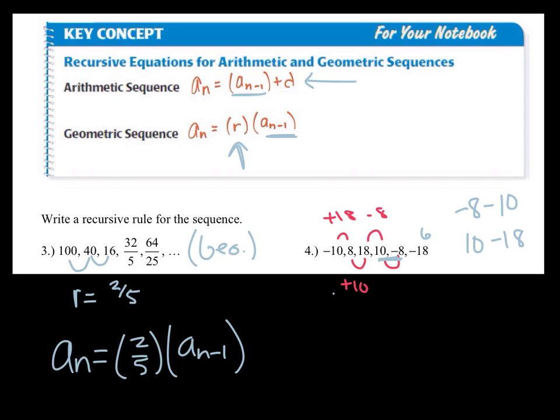So to get to that third term, I'm combining the terms right before it in some way. So in this case, the term I'm trying to find is equal to the term right before it, so that would be just the first one before it, minus the term 2 terms in front of it, n minus 2, or a sub n minus 2.